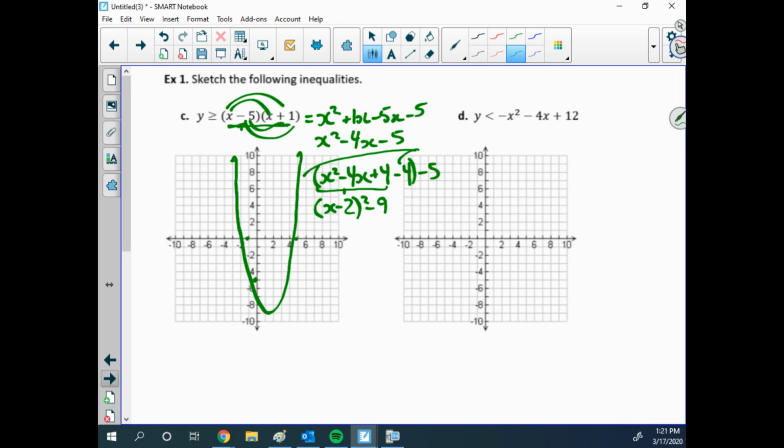Please make sure if I'm giving you an assignment, you sketch at least 3 points. Be my preference. Now that I have my function, I've sketched it, I'm going to do the same thing where I'm going to take 0, 0 and substitute it into my equation.